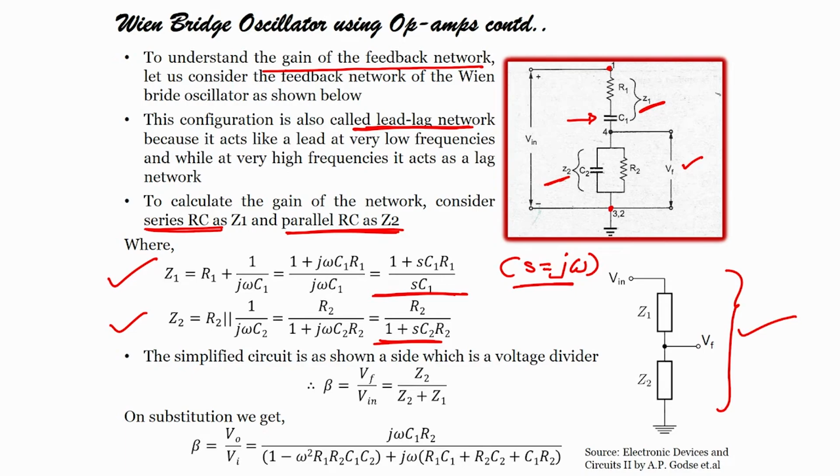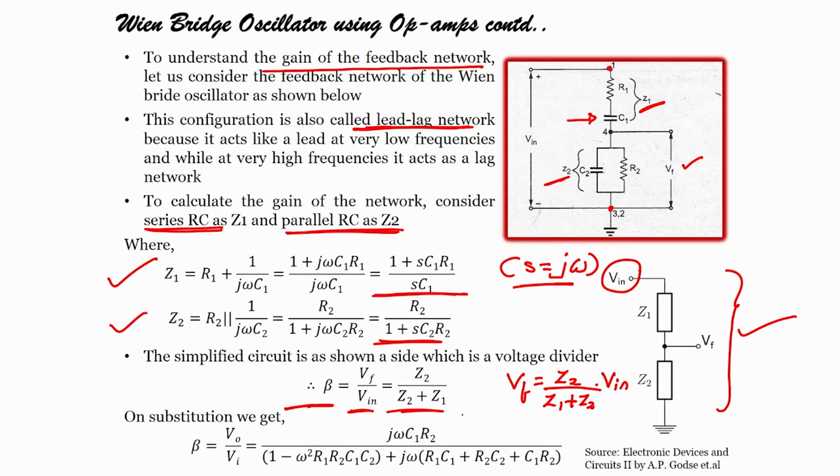This is nothing but your voltage divider. If you have two resistors, you are dividing the voltage; it is a voltage divider or potential divider circuit. If I want to measure the voltage, beta is nothing but Vf by Vin, which is Z2 divided by Z2 plus Z1. How? Because Vf equals Z2 by Z1 plus Z2 into Vin.